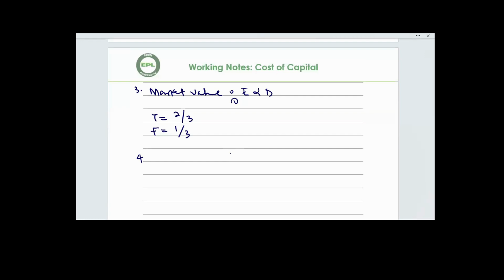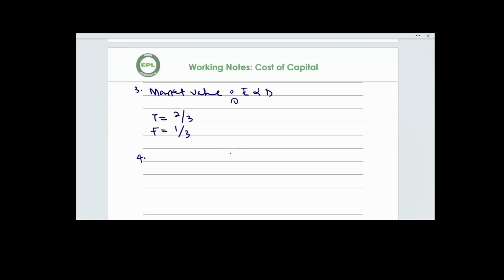If in the question you are not given 2/3, 1/3, you need to do your working. The normal way you calculate your market value of equity and debt, that's the way you are going to get your answer. But the examiner has made life easy for us, giving us the market value of equity and debt. So no need to be sweating on this.